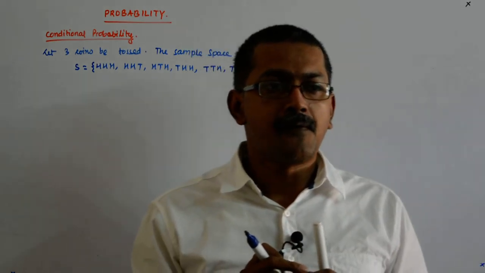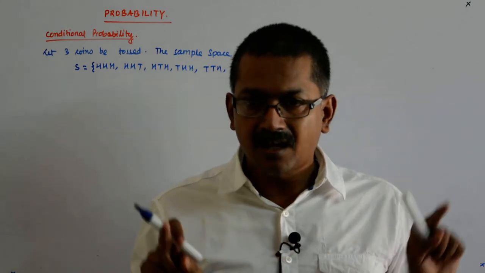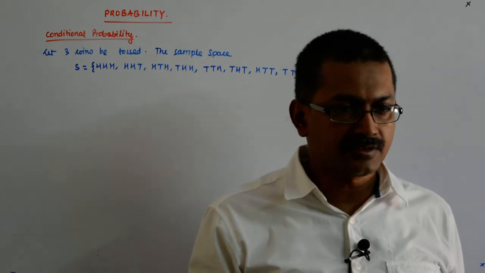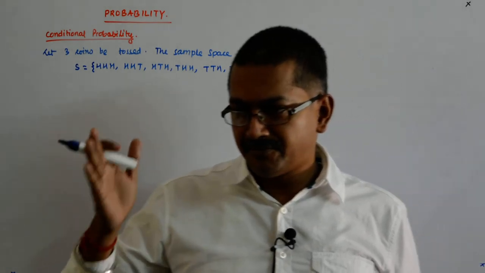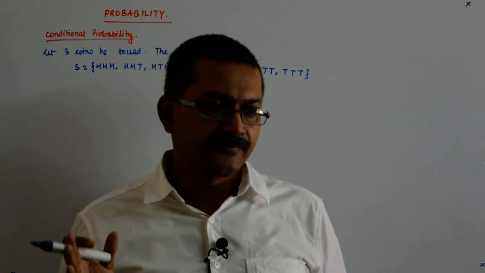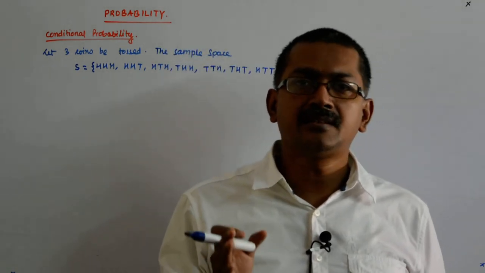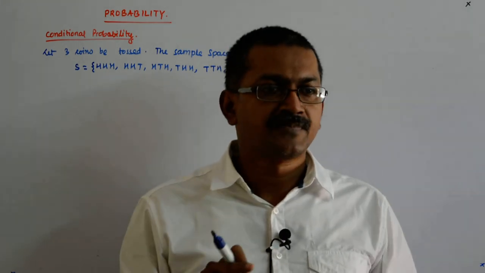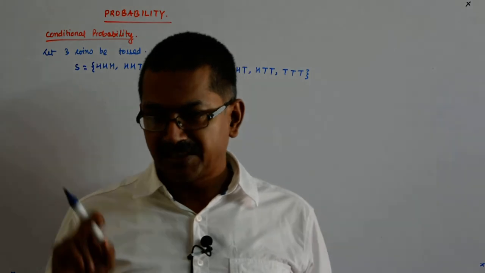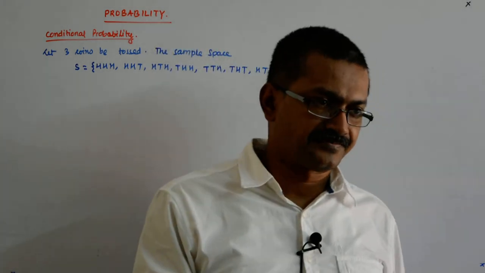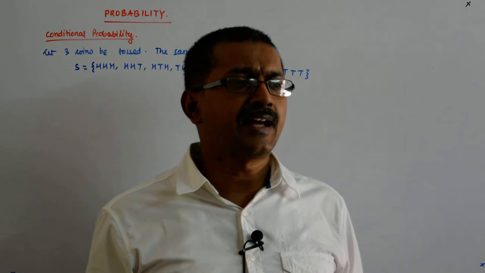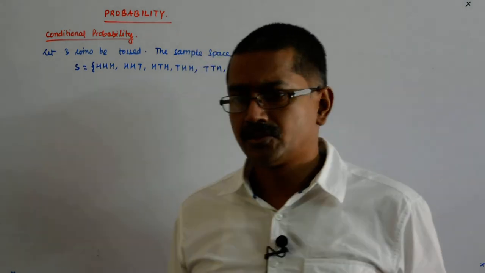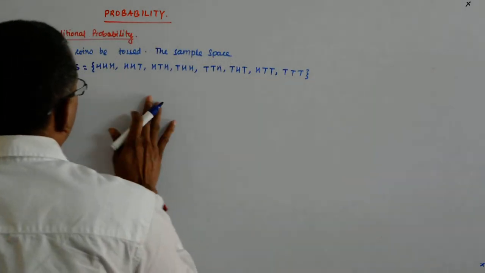If there is a task which can be broken down into subtasks, and the first can be done in m ways, the next can be done in n ways, and the next can be done in p ways, all independent of each other, then the task can be completed in m into n into p ways. This is due to the tree diagram that comes into play.